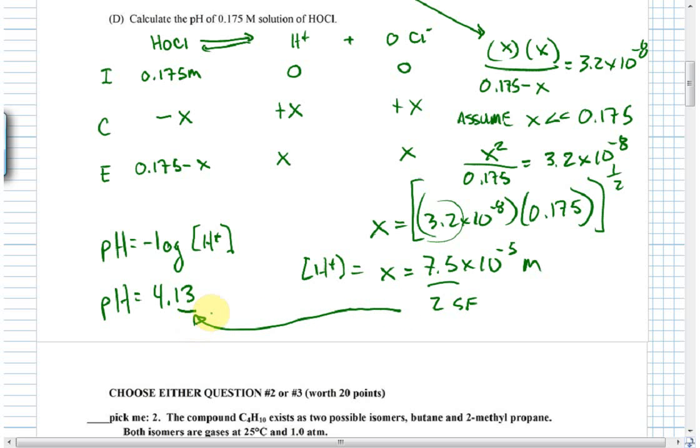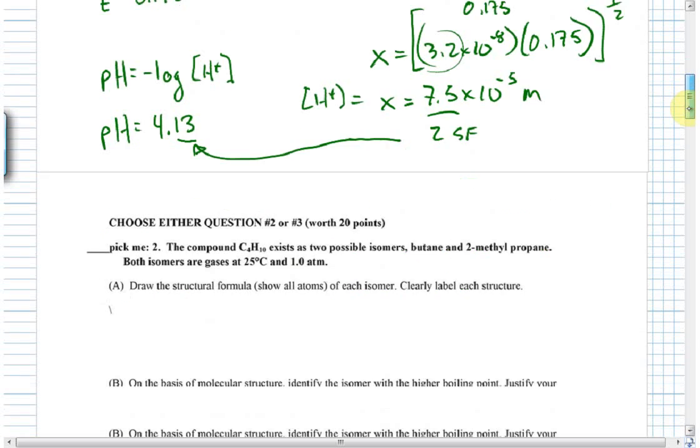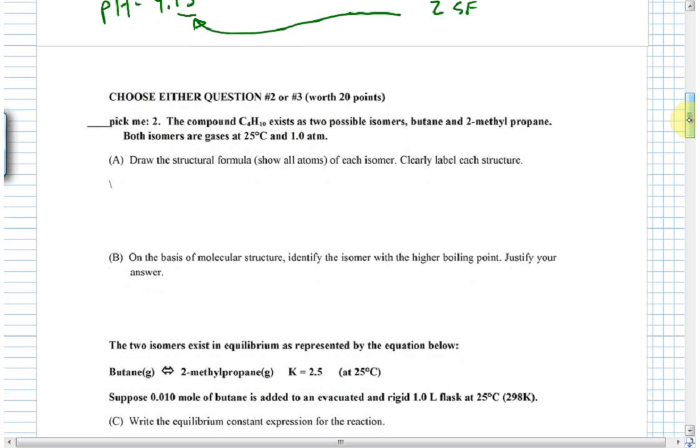Again, when we think about it, a logarithm is made up of 2 parts. The number to the left of the decimal point is the power of 10. The number to the right of the decimal point actually is the logarithm of the number. Okay, so 7.5 has a log of 0.13. The 4 is telling us something about the power of 10. So kind of keep that in mind. All right, there's our acid-base problem. All right, on to question number 2.